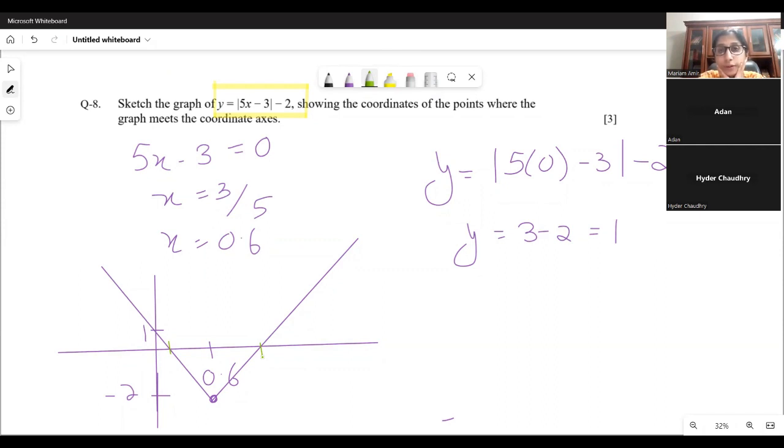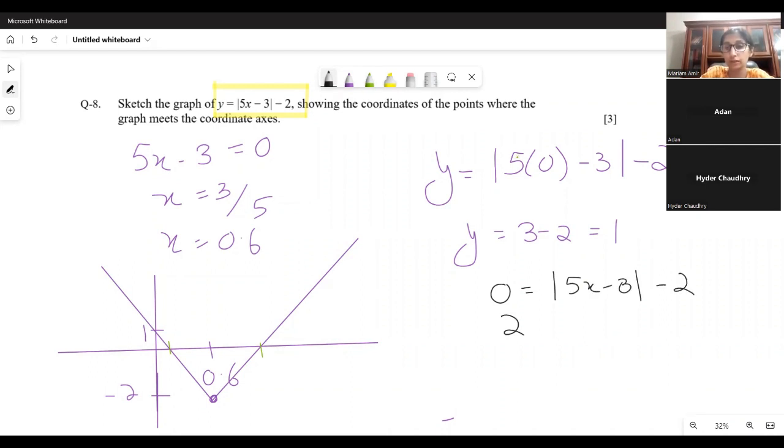x-intercept के लिए what do? We equate y to 0. So let's quickly equate y to 0. 0 equals modulus 5x minus 3 minus 2. 2 can go to the other side. 5x minus 3. Then you know what to do. Place plus minus instead of modulus symbol. And then solve these two.